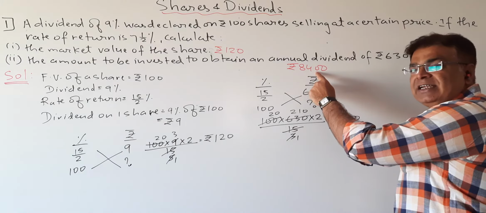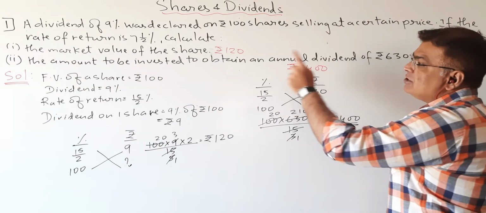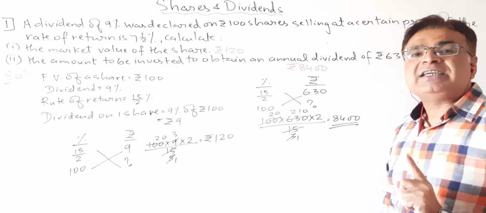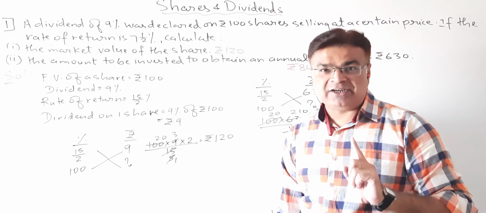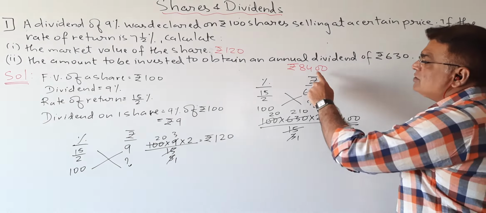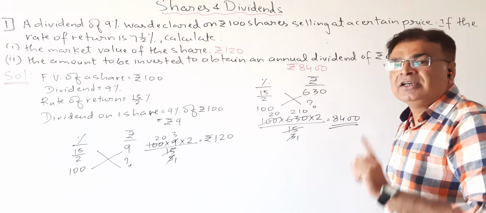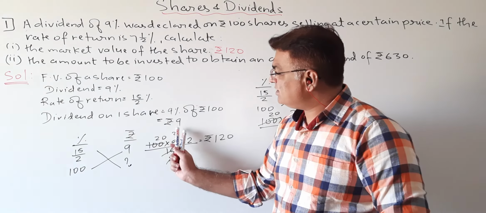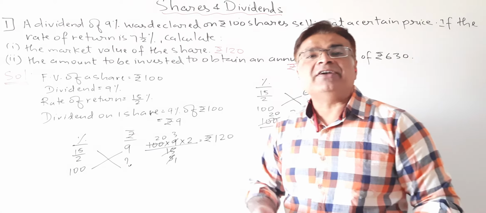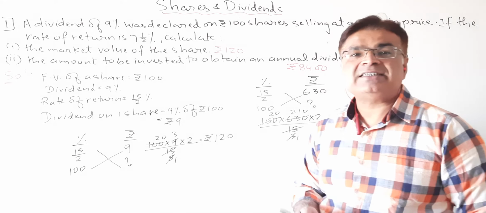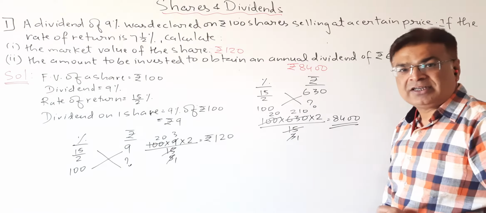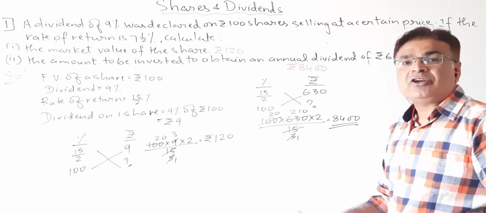Total amount invested is 8400. And what is the market value of one share? 120 rupees. So how many shares can I purchase? 70. Yes, so I can purchase 70 shares. Now one share, how much dividend am I getting? Rupees 9. So 70 shares, how much dividend will you get? 70 into 9, that is 630. Okay. So in this way you can verify your answer.